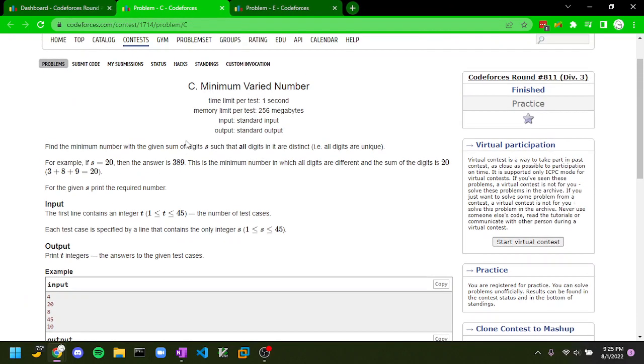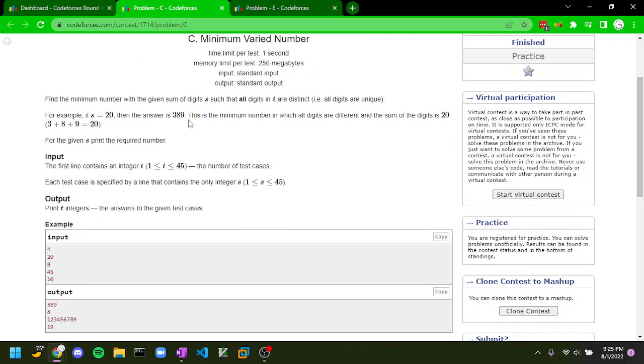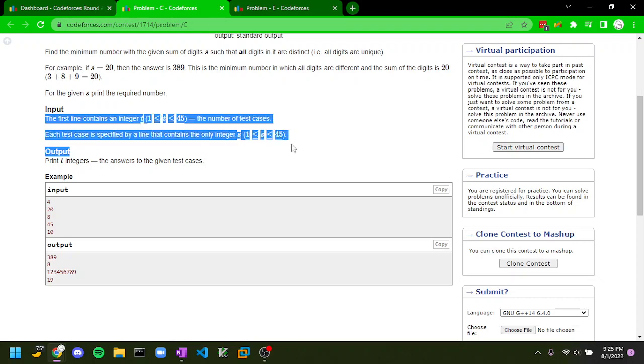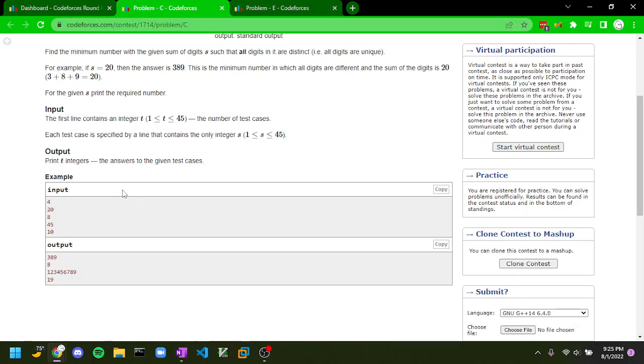Now moving on to question C. Minimum varied number. I remember seeing a problem similar to this, so this problem wasn't too difficult for me. And it shouldn't be too difficult because t is quite a small number and also s is quite a small number, but yeah.